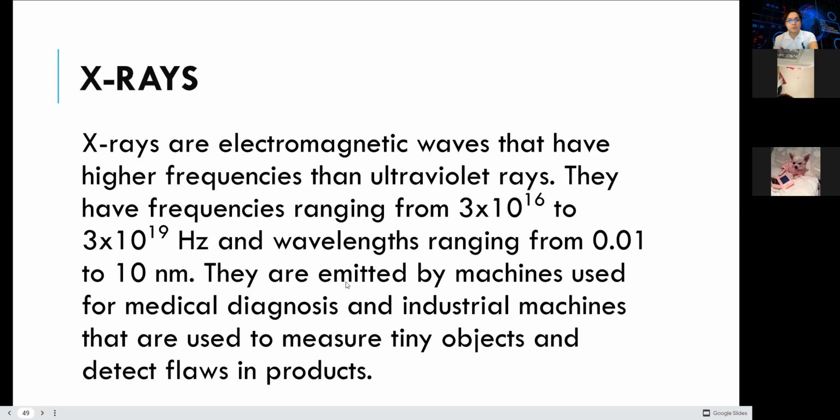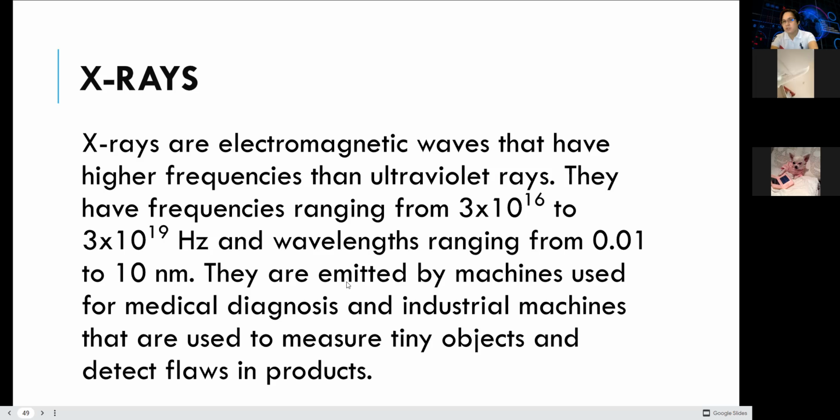X-rays are the electromagnetic waves that have higher frequencies than ultraviolet rays. It is higher because they have frequencies ranging from 3 times 10 to the power of 16 to 3 times 10 to the power of 19 hertz, and wavelengths ranging from 0.01 to 10 nanometers. They are emitted by machines used for medical diagnosis, take note, and industrial machines that are used to measure tiny objects and detect flaws in products.